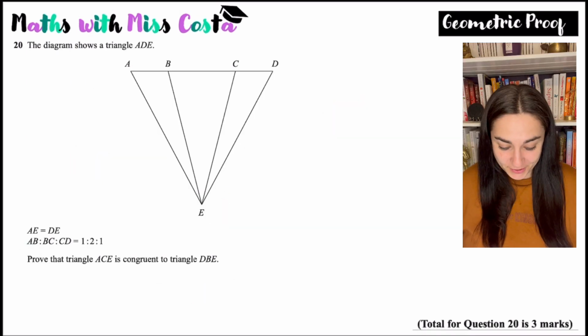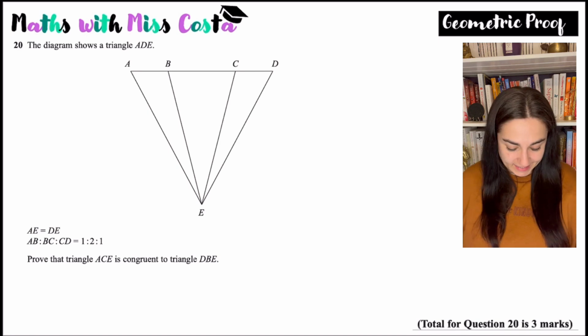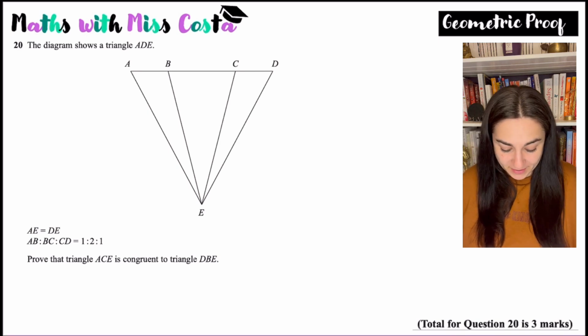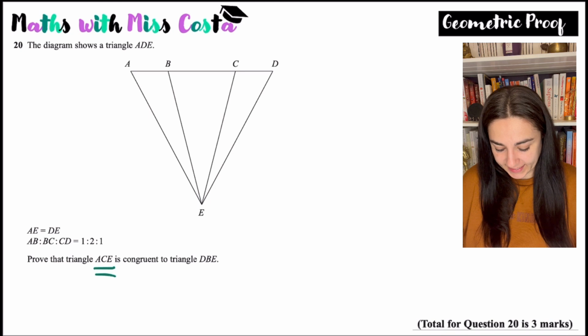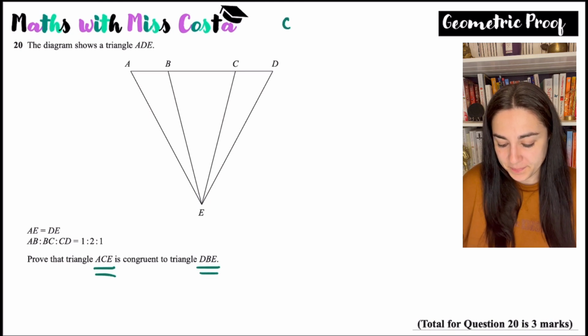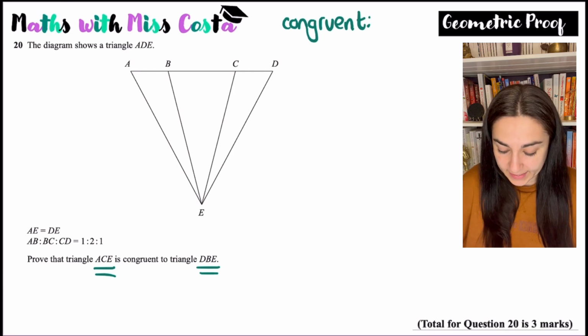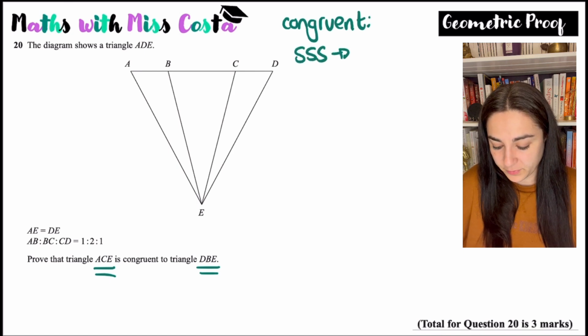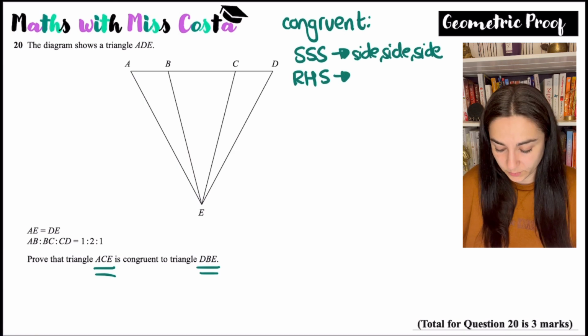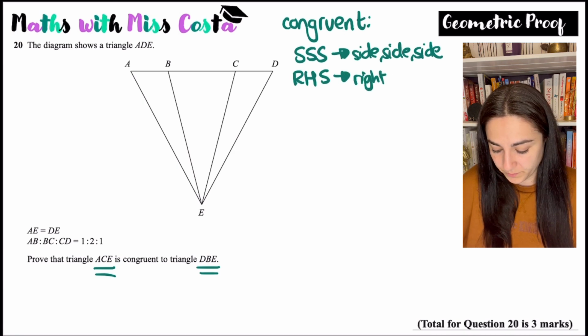So in this question, I am shown a triangle, ADE, given some information about it, and I'm asked to prove that triangle ACE is congruent to triangle DBE. Now, in order to prove that shapes are congruent, I either need to prove that they have 3 sides that are equal, or that there's a right angle, a hypotenuse that is equal, and a side that is equal. So right angle, hypotenuse, and side.